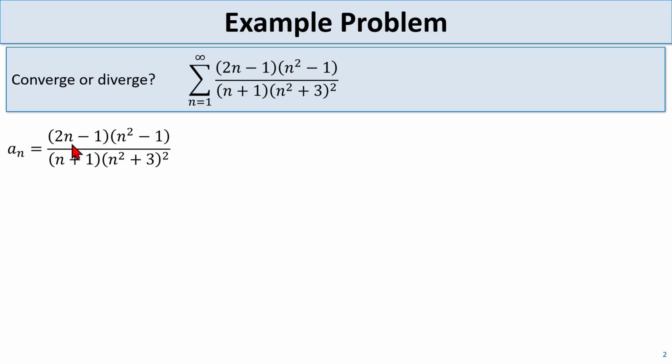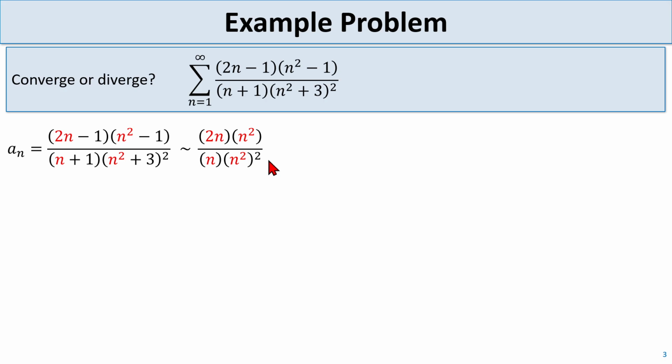We're going to do that by identifying the dominant terms in each of these parentheses. For example, when n is very large, 2n is going to completely dominate this minus 1, and this n squared, for example, is going to completely dominate this 3 when n is large. So basically, when n is large, the terms of this sequence are going to behave like the following, where I've just erased everything except for the dominant terms.